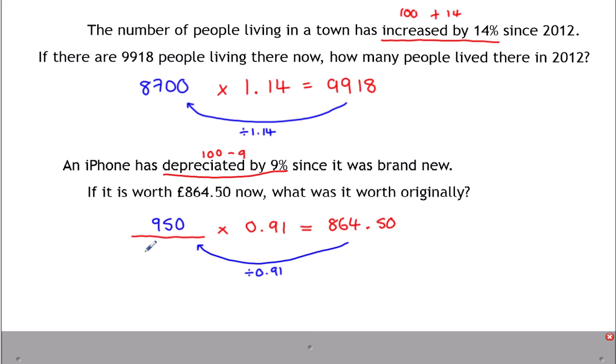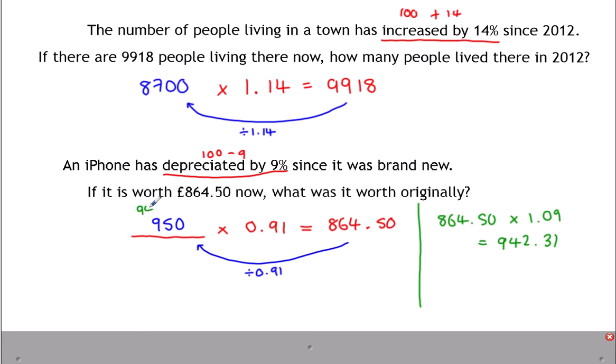Now you can check it. If you do 950 times 0.91, you will get £864.50. Just to prove to you that you can't use 1.09, look. If we do £864.50 and we make it 9% bigger, so £864.50 times 1.09 comes out as £942.31. I had to do a little bit of rounding.